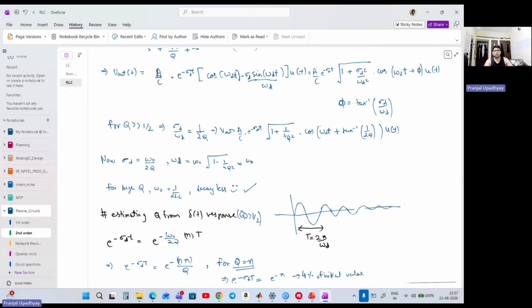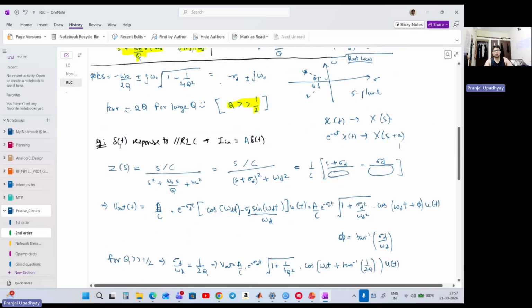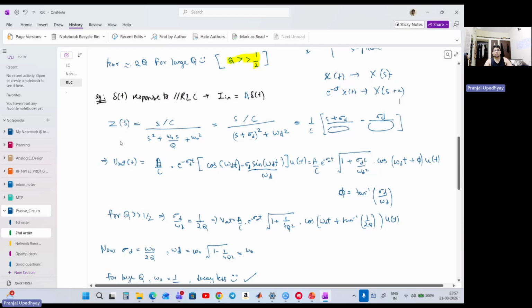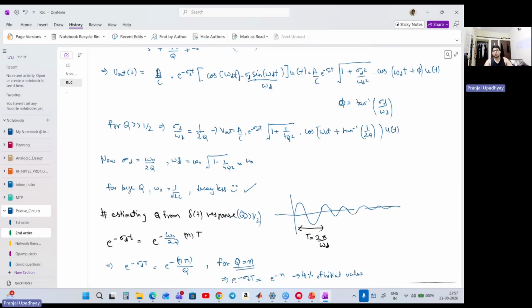Again, when Q is much greater than half, this expression can be equal to 1 by 2Q, and thus this expression of V out will converge to this, right? Again, as a reminder, we are finding the impulse response. That is why this impedance response easily translated into our V out, right? That's just a reminder. So this is the expression of V out we get.